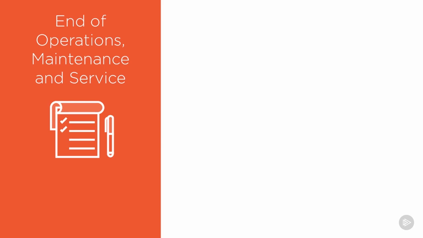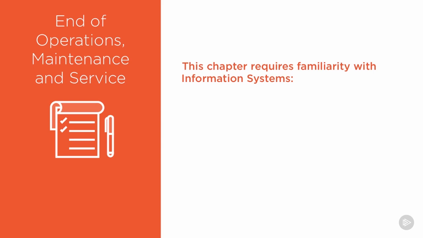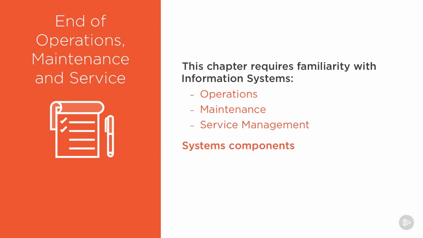The operations, maintenance, and service domain. In this chapter, we've looked at several areas with information systems: the operations end of things, the maintenance of our systems and change control, and service management. We've looked at various types of system components that make up our systems, and also at system resilience, building our systems to be robust and continue to operate despite the challenges they may face on a daily basis.